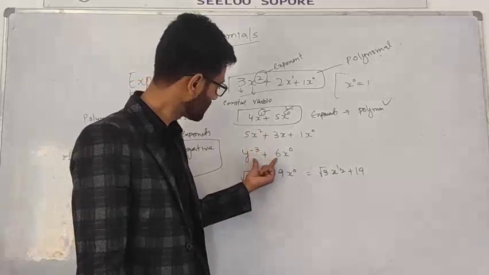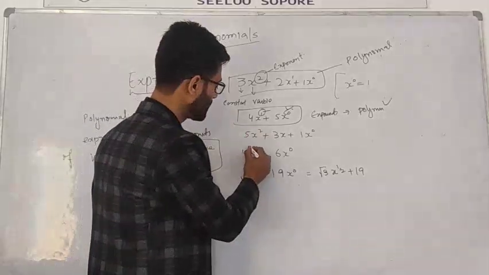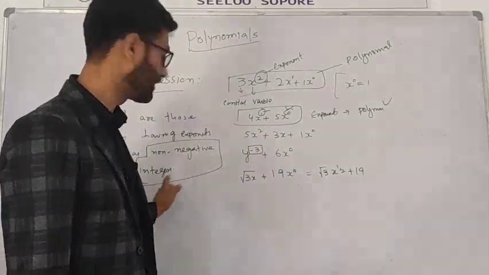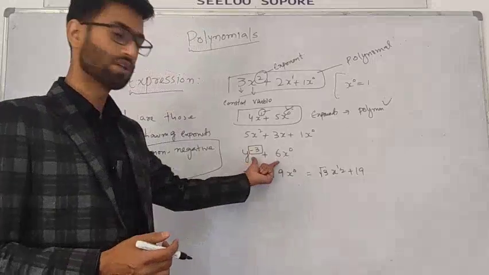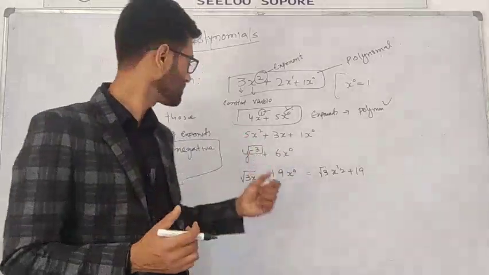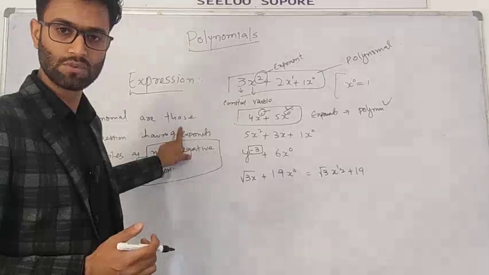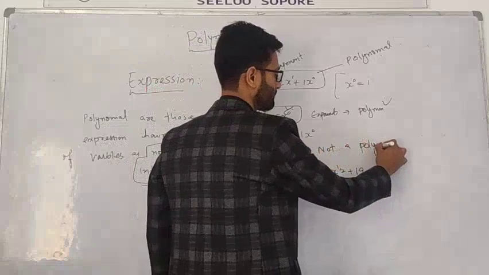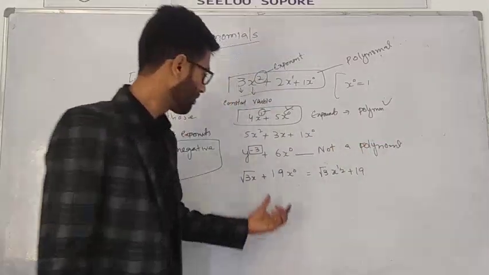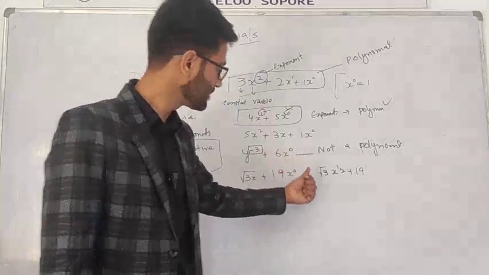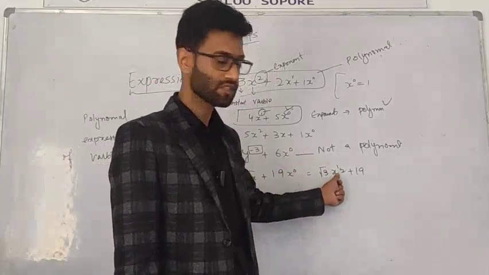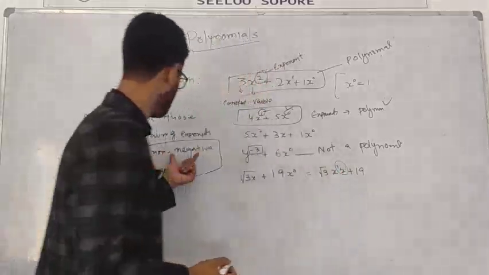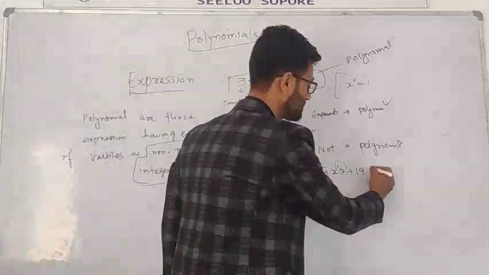Now we will see this expression. Now what we realize is that the power here is -3, which is not a non-negative integer. So this expression is not a polynomial. Why? Because it does not satisfy the definition of a polynomial. Now again we will see this expression. We see that here the variable is x and it has exponent 1 by 2, which is again not a non-negative integer because it is a rational number. So this is not a polynomial.